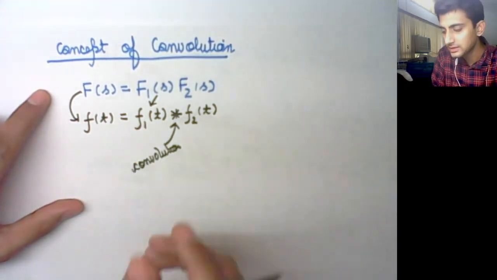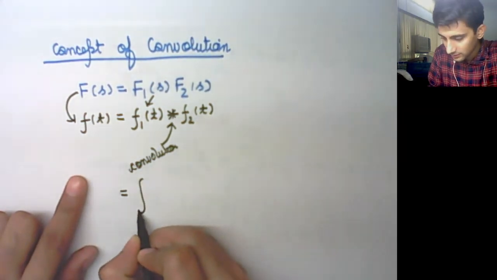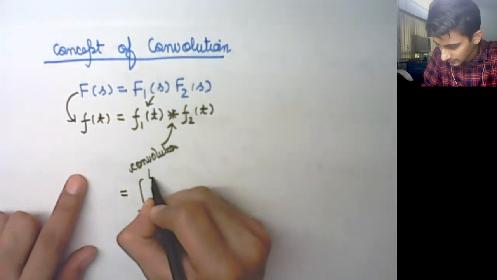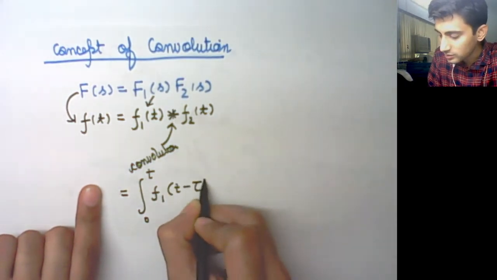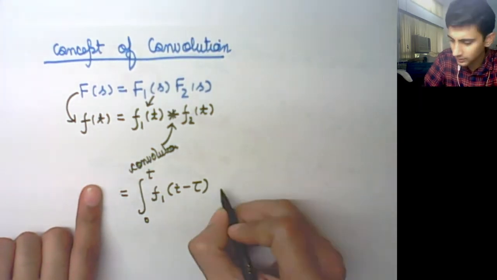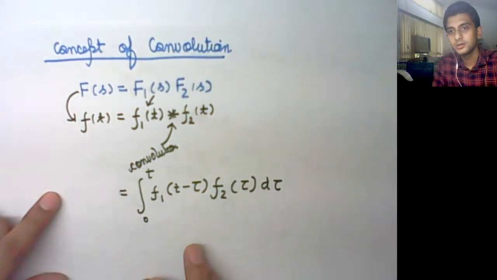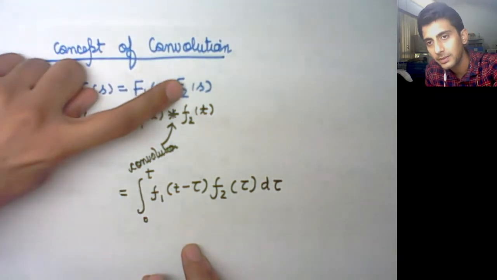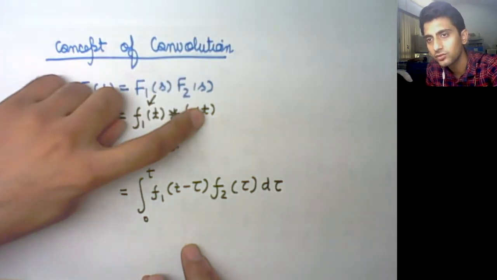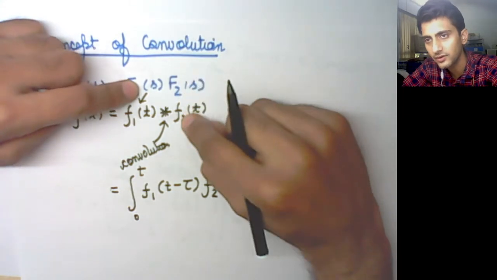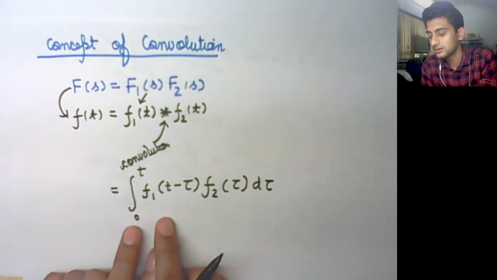What this convolution means is that you will project one on the other. So convolution means you integrate from 0 to t, take the first function f1 of (t minus tau), multiply it with f2 of tau, d tau. So if you want the Laplace inverse of two functions which are multiplied with each other, you have to take the inverse of the individual functions, and then take the convolution of the two.